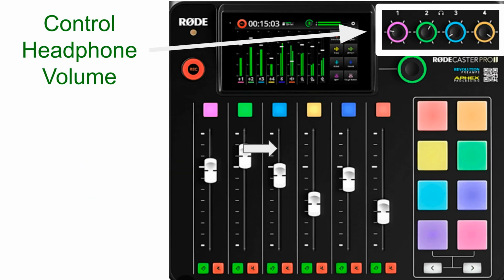The dials in the top right control how loud audio is coming from the headphones. Start at the 12 o'clock position for any of the headsets you want to use. The others can be turned all the way to the left. Feel free to adjust the headphone volume to the level you desire.